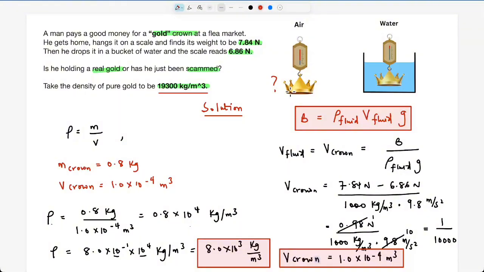This is a good application of Archimedes' principle, which says that the buoyant force, that is the upward force exerted by the fluid on an object, therefore giving it an apparent weight, is always equal to the weight of the fluid displaced. And we can always use that to determine the density of an irregularly shaped object, such as this crown.